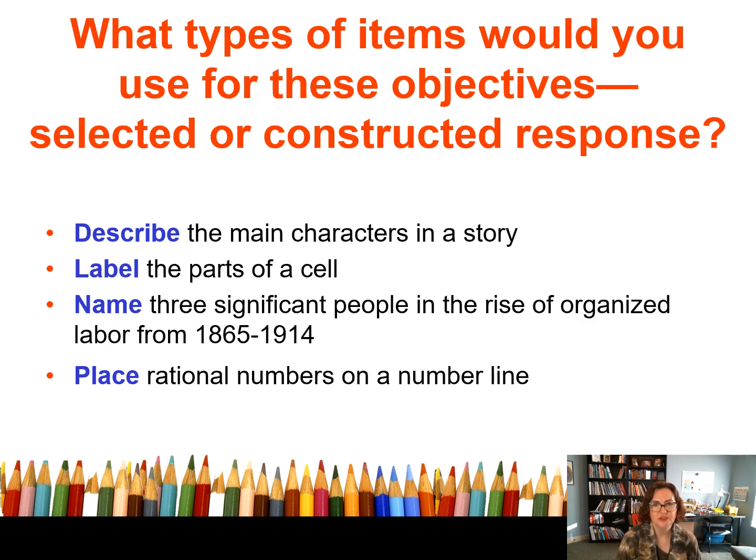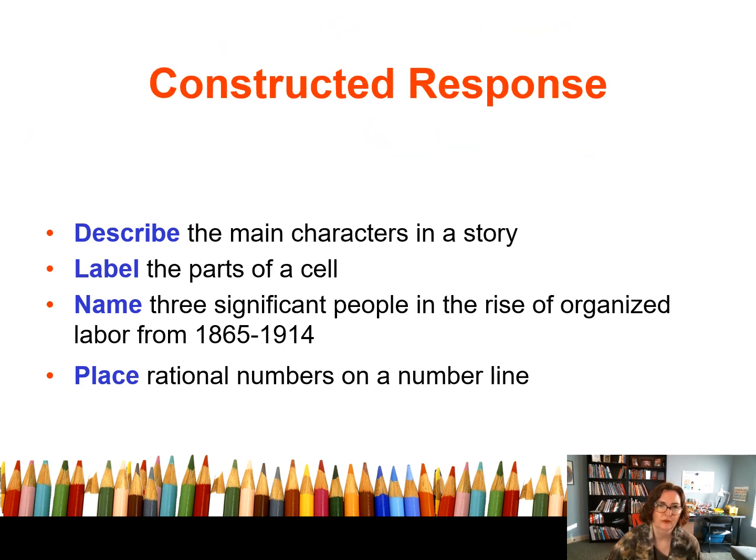What types of items would you use for these objectives? Selected or constructed response? Read the objectives below and select your response. For these, you're going to need a constructed response. The students can't just select from a list of options. They have to do some writing. They're going to describe the main characters in a story, or label the parts of a cell, or name 3 significant people, or place numbers on a number line. These are going to be short, constructed responses.